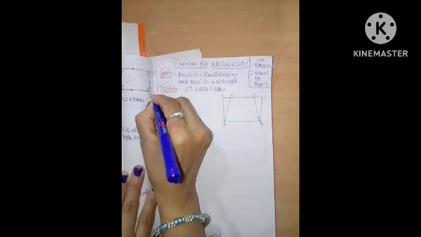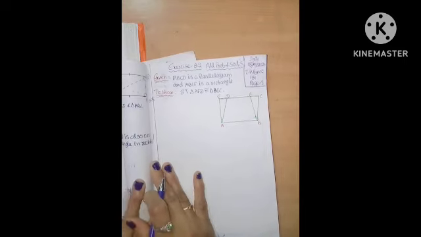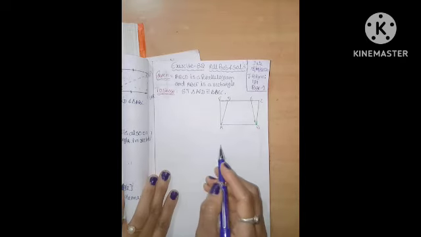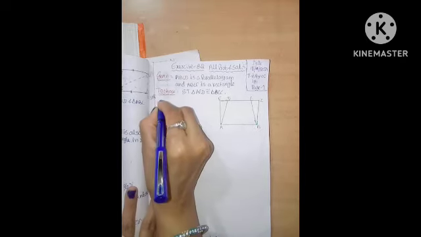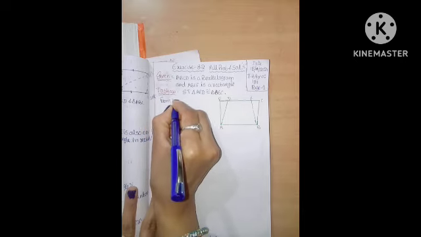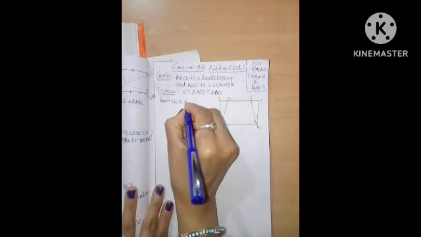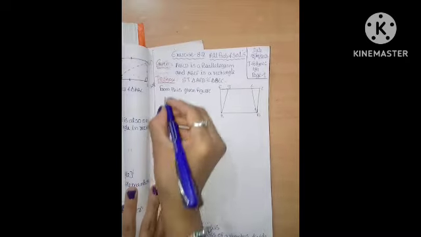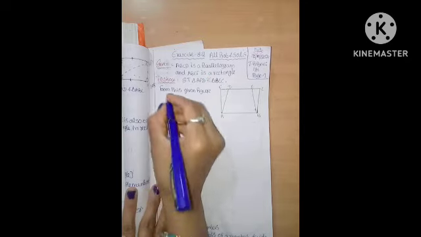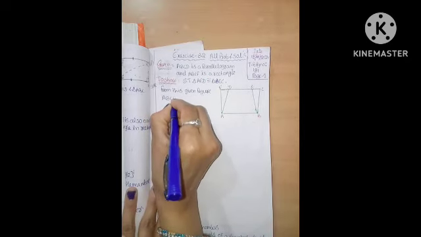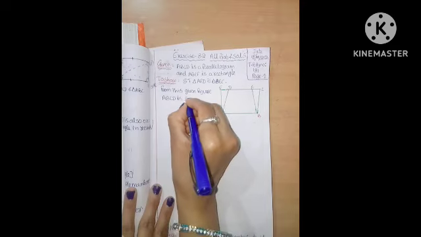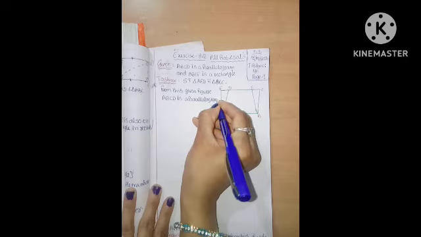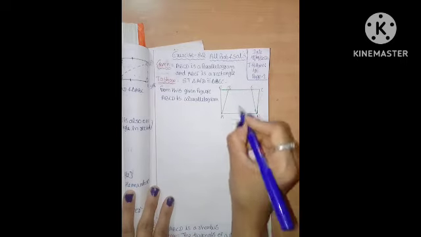Let us write the solution for this problem. From this given figure, one parallelogram is given and one rectangle is given. ABCD is a parallelogram.